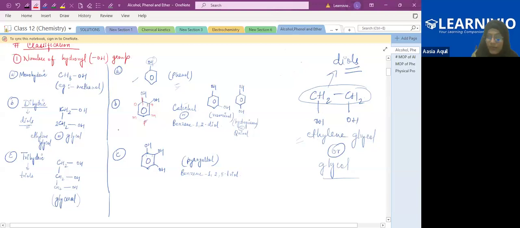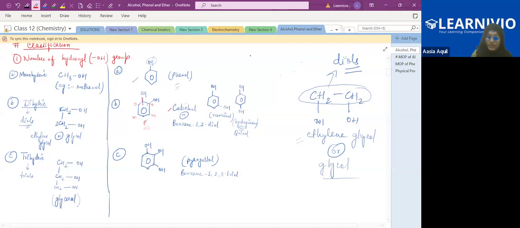If one hydroxyl group is on the first position and the second hydroxyl group is attached at the ortho position, we call this structure dihydric, because it is in the category of dihydric type of phenol. But commonly we call it catechol.